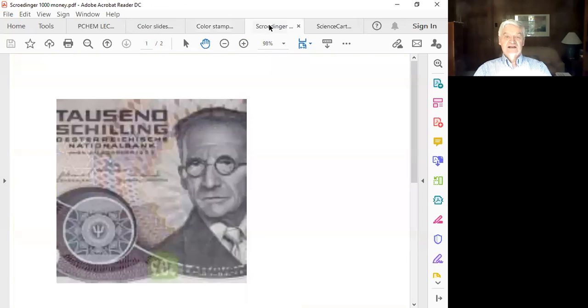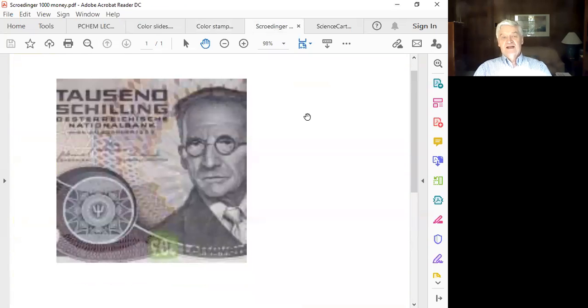And then I have one more picture of him. And here Schrodinger is on the 1,000 shilling bill, which at the time was worth almost $100. So I don't know if that's a compliment to Schrodinger because he's on such a high denomination, or since very few people ever had 1,000 shilling bills, maybe it kind of put him out of the way.